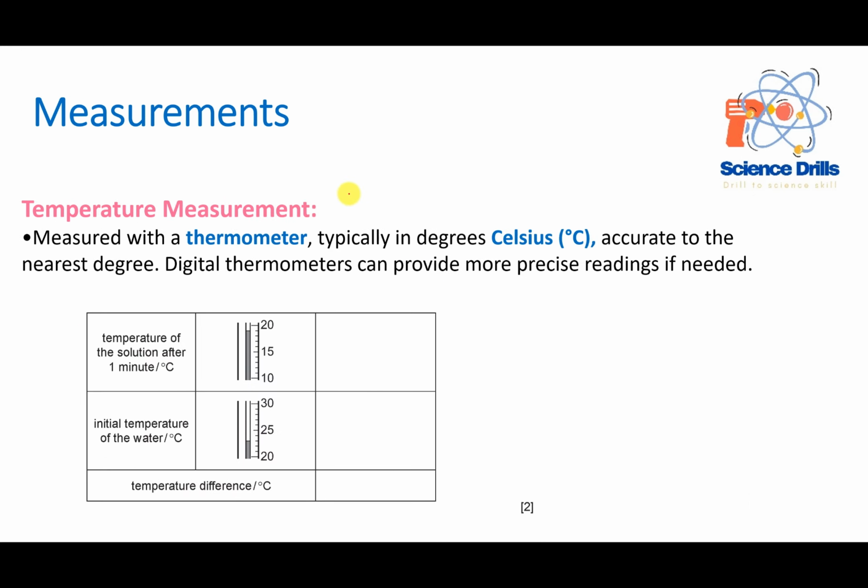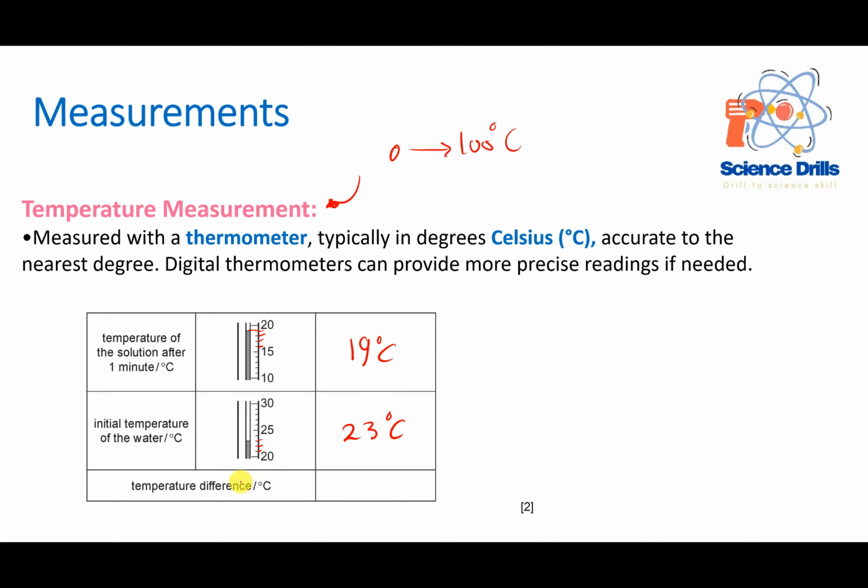The last measurement is the temperature. As we know, in the thermometer, the measurement is from 0 to 100 degrees Celsius. And here we can see, for example, the measurements. Here it's 10, 15, so we can count 16, 17, 18, 19. So here the measurement is about 19 degrees Celsius. And here for this part, it's 20, 21, 22, 23, 23 degrees Celsius.